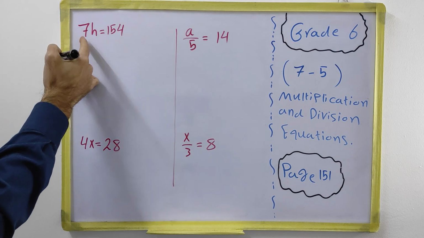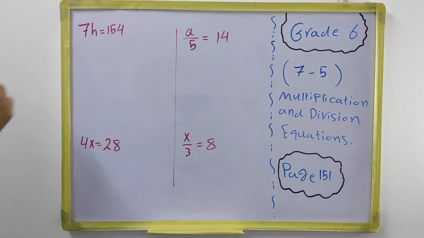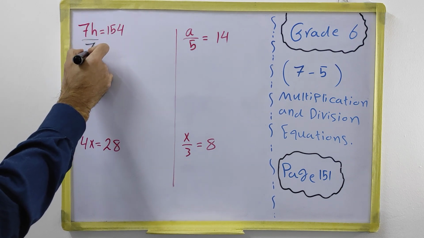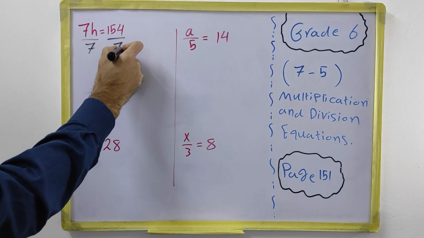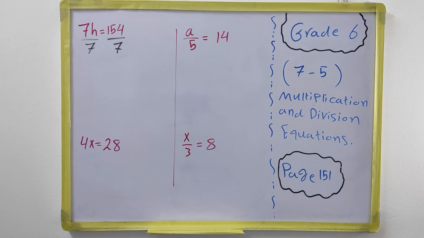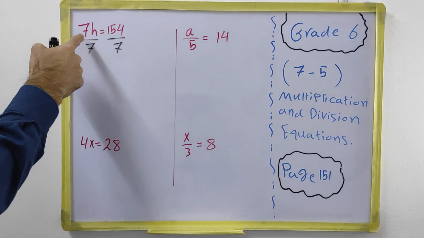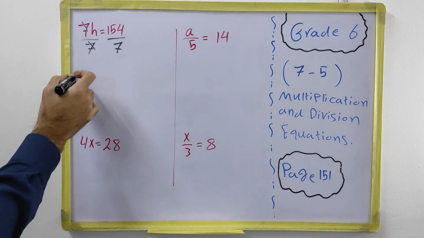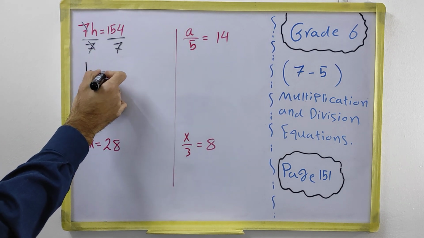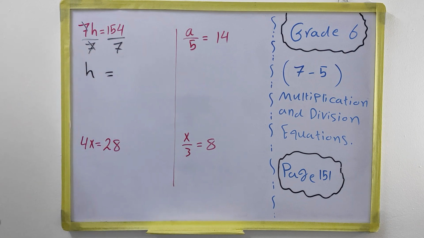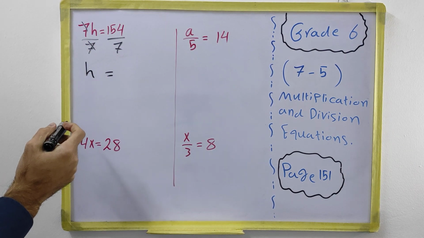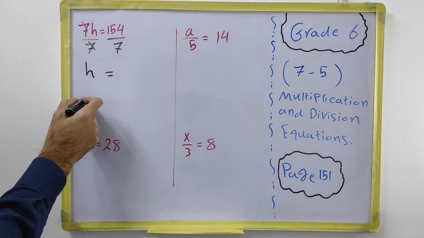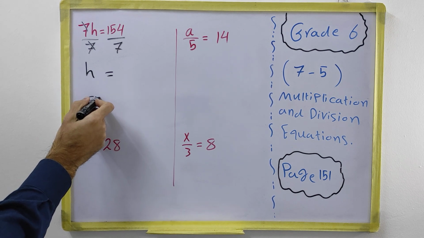If we start from this one, because here we have 7 multiply h equals 154, we divide both sides by 7. 7 and 7 will be cancelled together. 7 divided by 7 is 1. So 1h equals 154 divided by 7. If you can do it directly, you can do it. If not, you have to use long division.